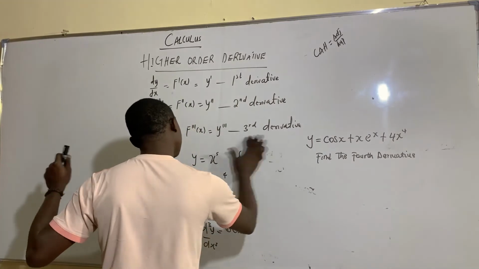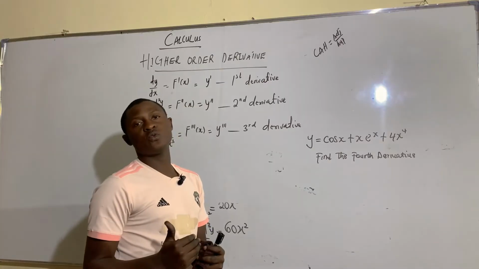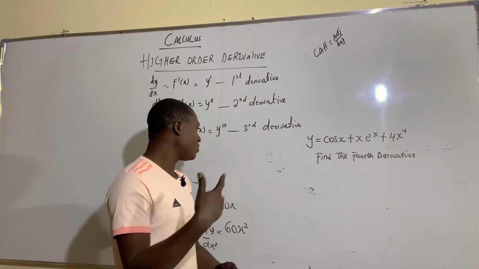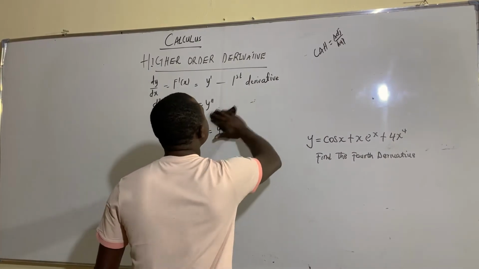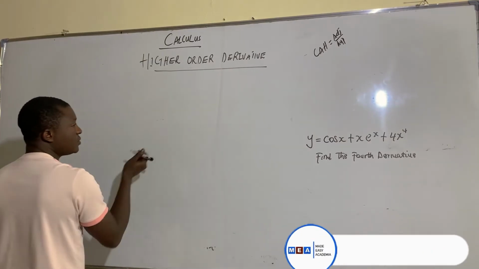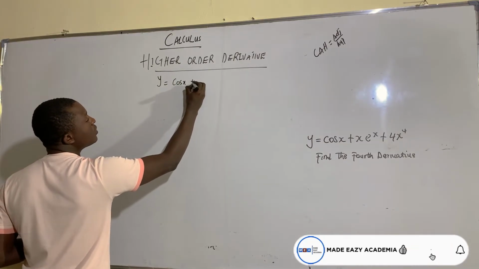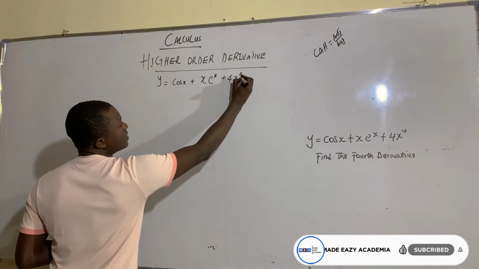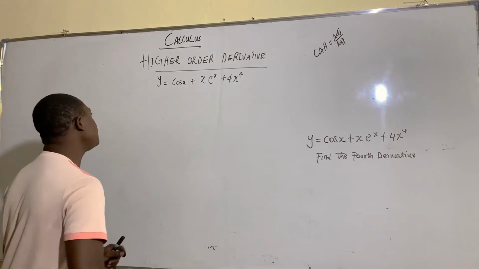So now, as I told you earlier, under derivative, get the first one. After getting the first derivative, go for the second. After the second, go for the third and the fourth. So it's a lovely question. So let's see how we are going to approach that. We said y is equal to cos x plus x e to the power of x plus 4x to the power of 4. So now let's find the fourth derivative of this.